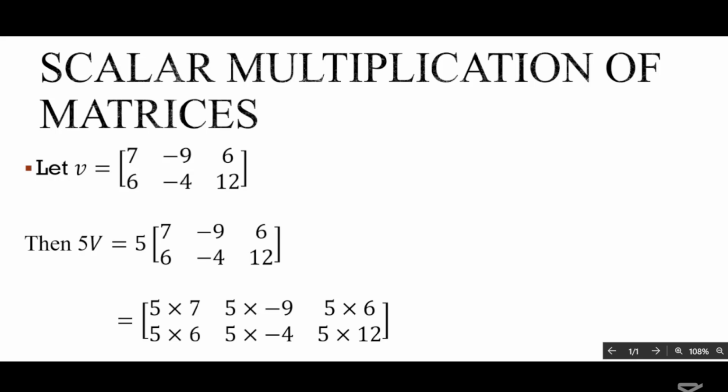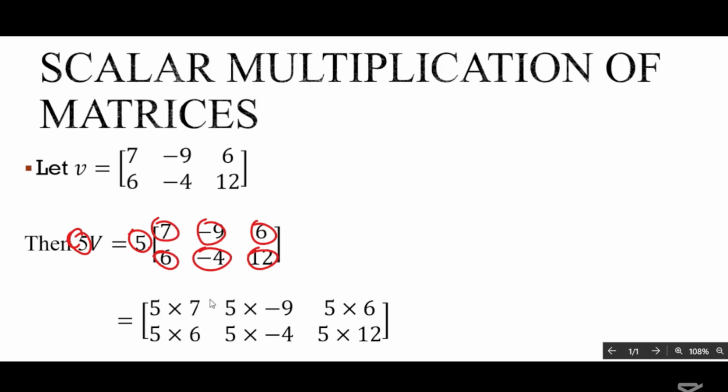Let's say we have a matrix V equals 7, negative 9, 6, 6, negative 4, 12. Suppose we want to find 5 of V. This is the scalar that we are talking of here, so the scalar is 5. So 5 times V. In this case, we are going to multiply all the elements of the matrix V by 5. So 5 times 7, 5 times negative 9, 5 times 6, 5 times 6 again, 5 times negative 4, and 5 times 12.